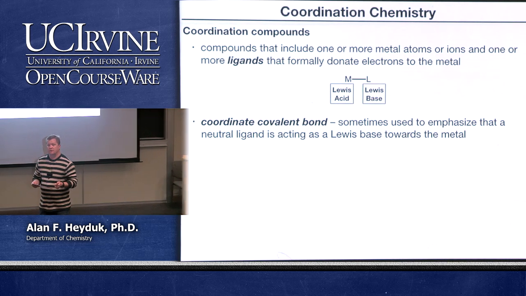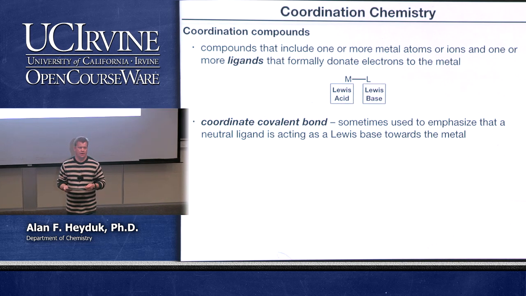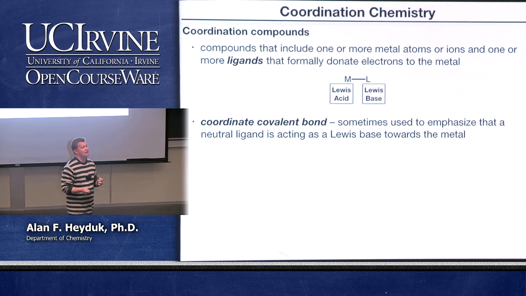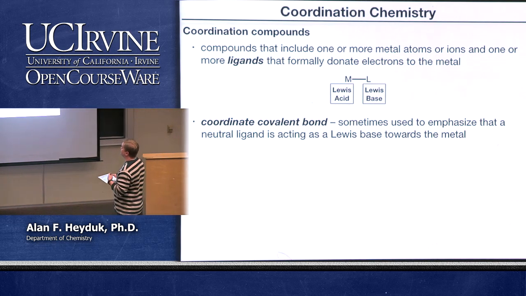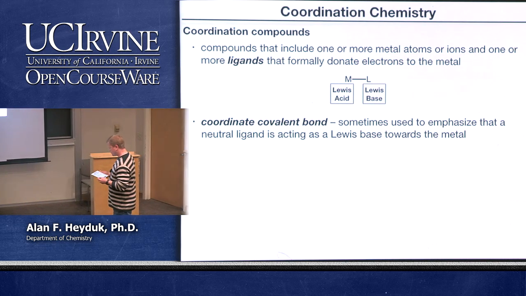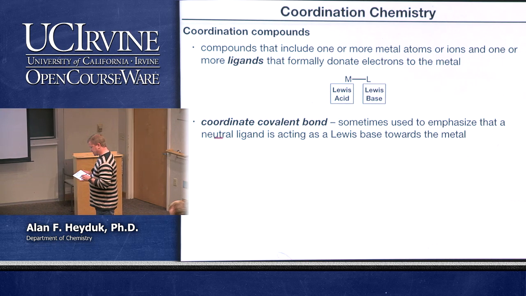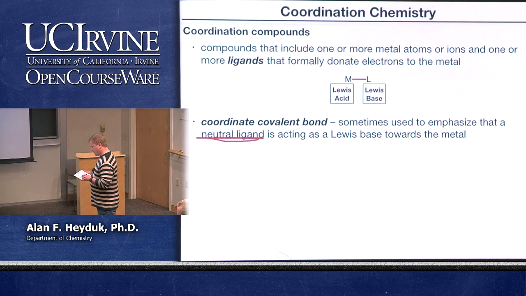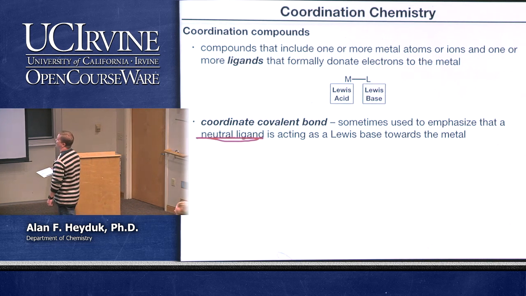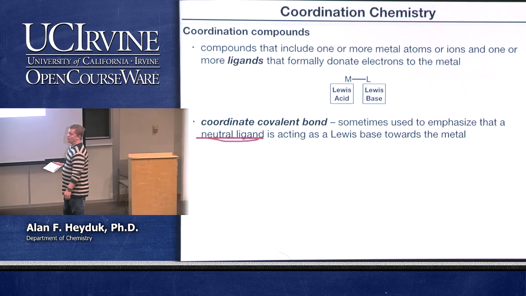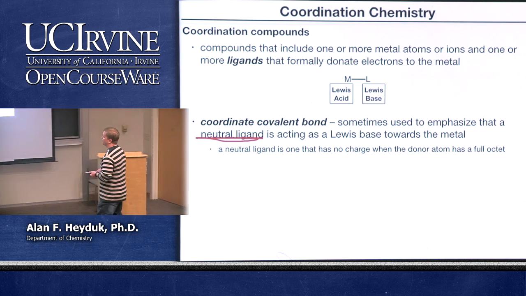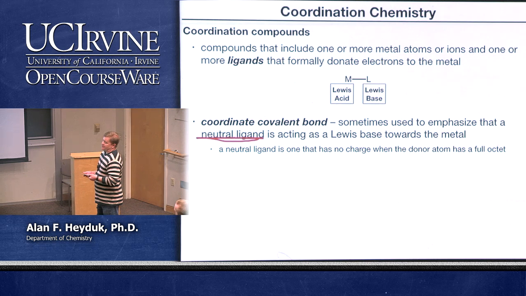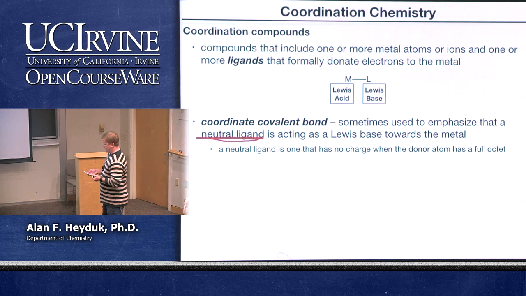This brings up the idea of a coordinate covalent bond. You will also hear this referred to as a dative bond. It's a very specific type of Lewis acid, Lewis base interaction. A coordinate covalent bond highlights that you're coordinating a neutral Lewis base to the Lewis acidic transition metal. A neutral ligand or a neutral base is one that doesn't have a charge when the octet is complete.